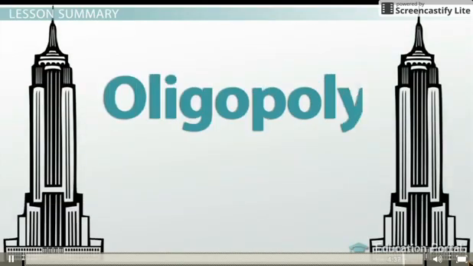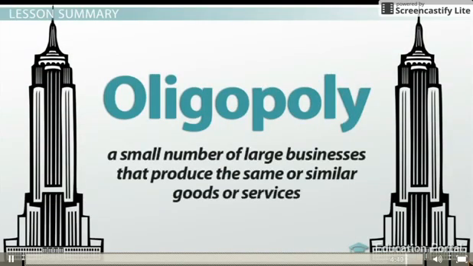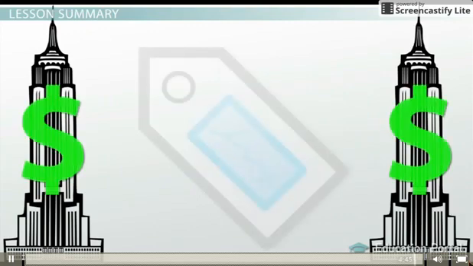Finally, an oligopoly exists where there is a small number of large businesses that produce the same or similar goods or services, such as a car. Unlike a monopoly, there is competition between businesses, but it's not easy for new businesses to enter the market.